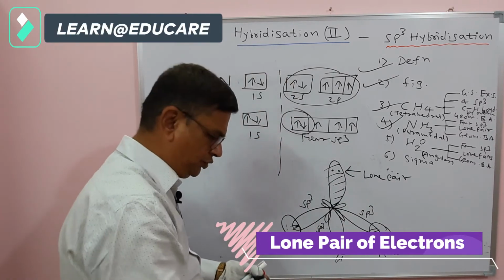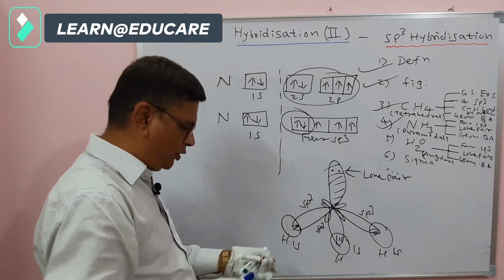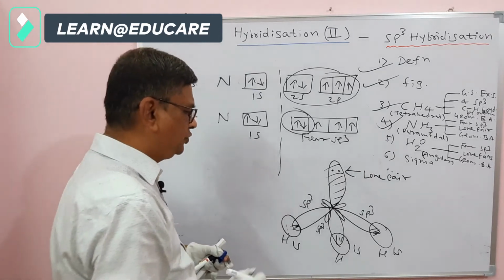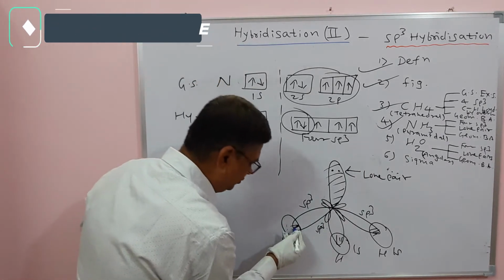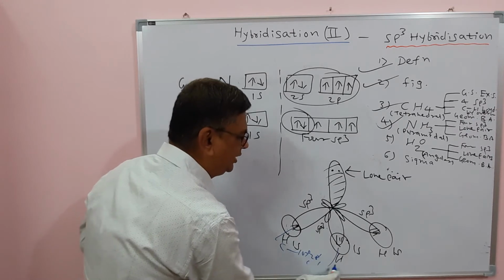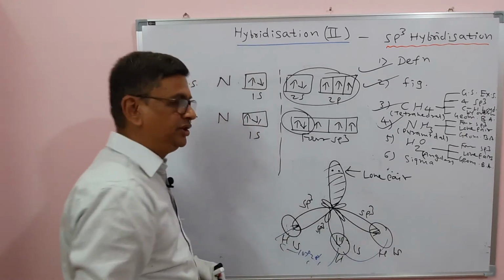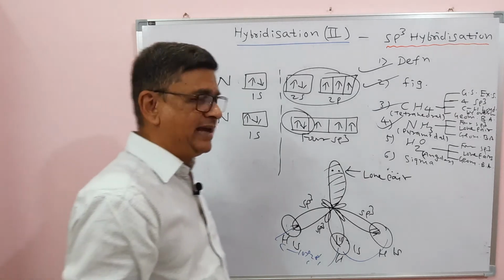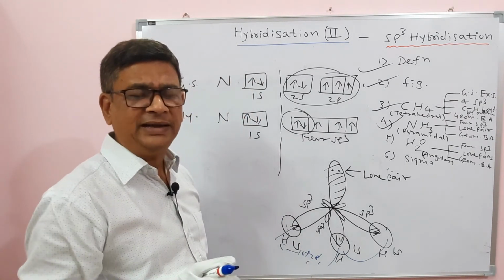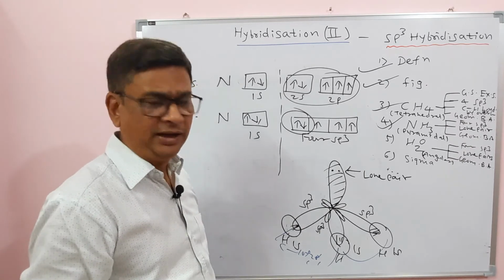Now what happens? Due to the presence of the lone pair, the bond angle decreases from the original tetrahedral 109 degrees 28 minutes to 107 degrees 28 minutes. This angle is also the same in space. Ammonia does not have tetrahedral geometry, it has pyramidal geometry, which is called a distorted tetrahedron.